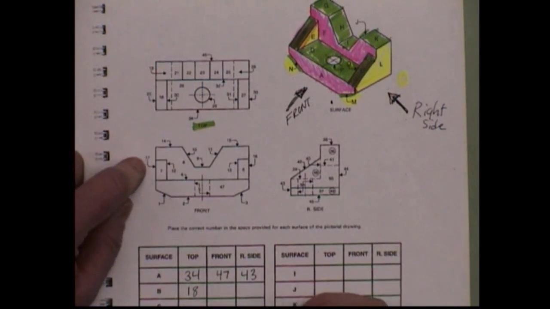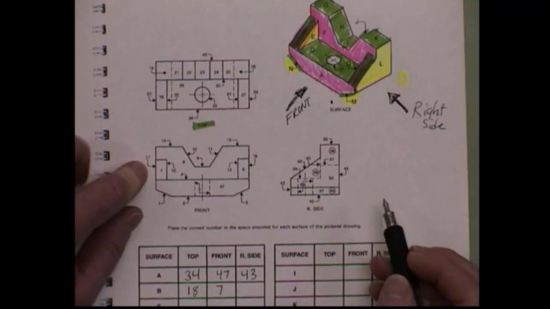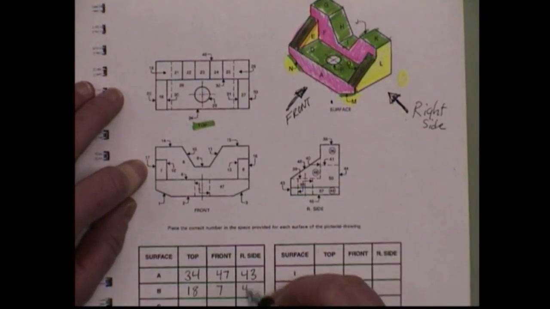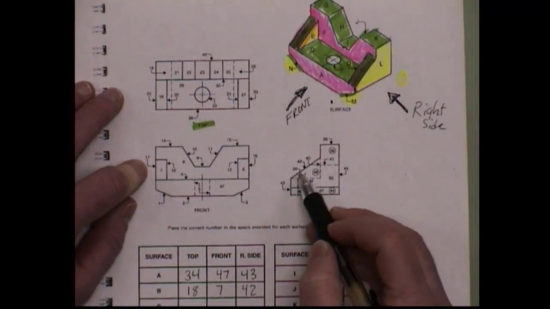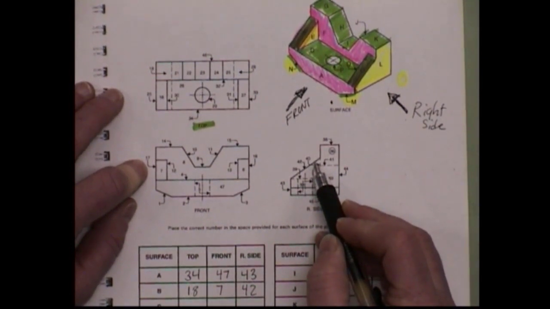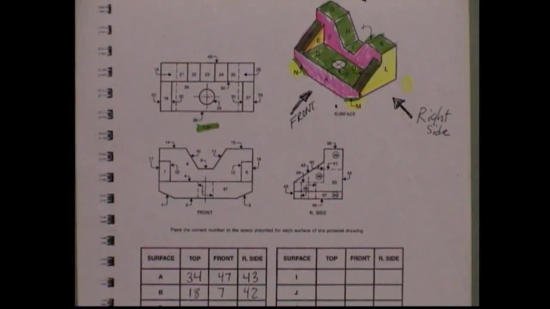What about B in the front view? 7. It's going to be 7. And then B in the right side view? 42. So we can see it as an inclined surface. And this is the only view where we can see B and C as true size. So C in the top view.